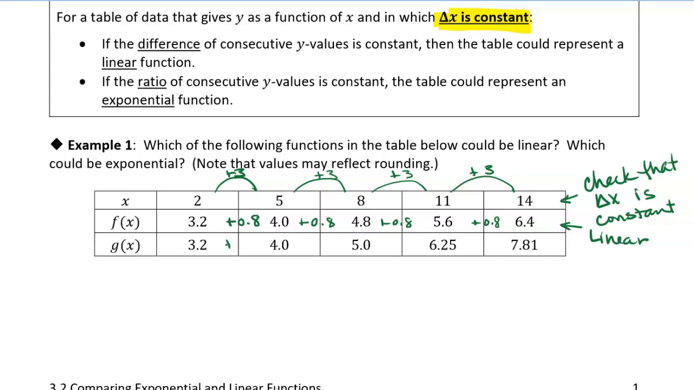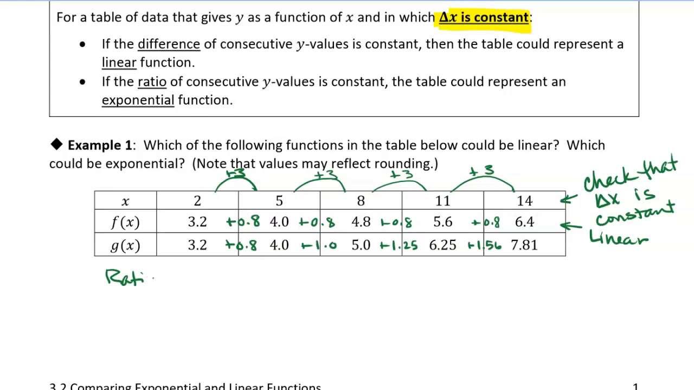Here we get an increase of 0.8. Here we get an increase of 1. Here we have an increase of, it looks like, 1.25. Here we have an increase of 1.56. You might be tempted to say, okay, that must be exponential, but not necessarily. We need to check the ratio. We're told up here that if the ratio between consecutive y values is constant, then it's exponential. So we need to check it.